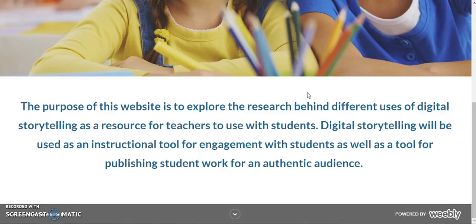And so I'll be exploring different ways to use that as an instructional tool for engaging my students, and then just giving them opportunities to publish their work and to have that out there for an authentic audience besides just their teacher reading their work.